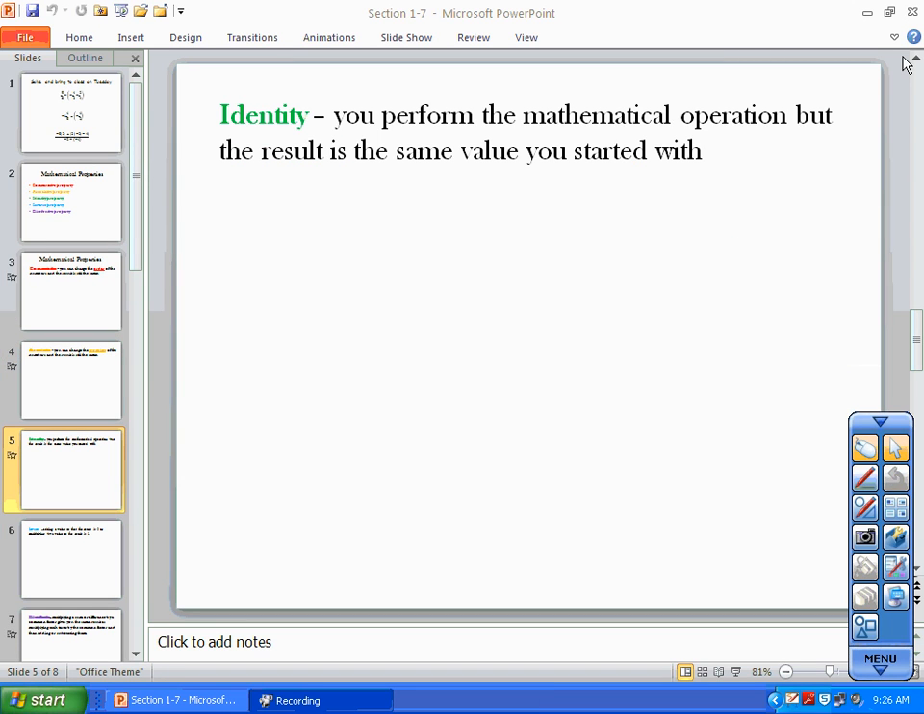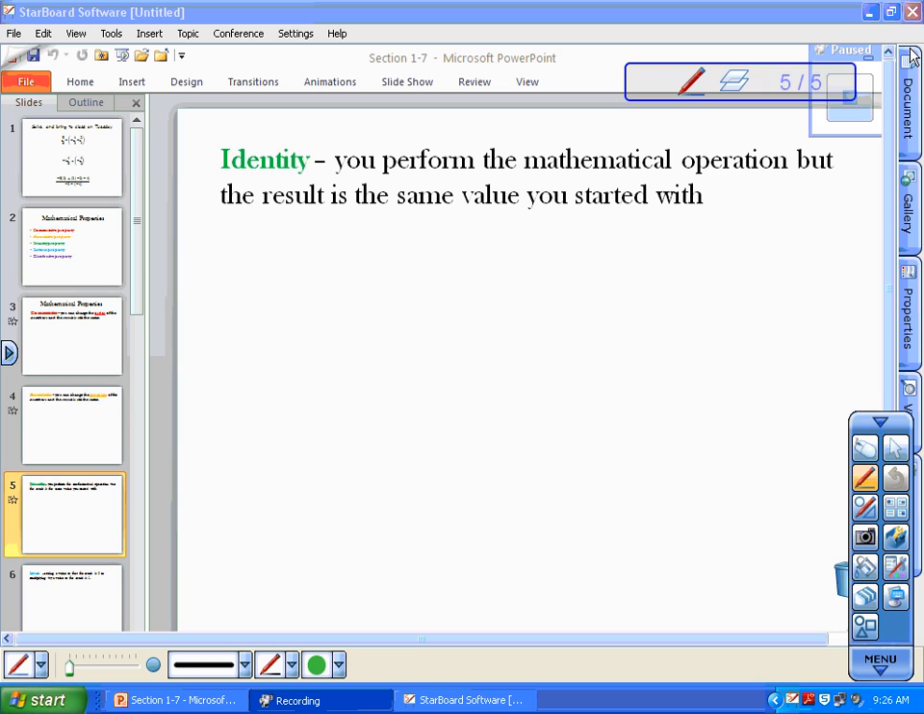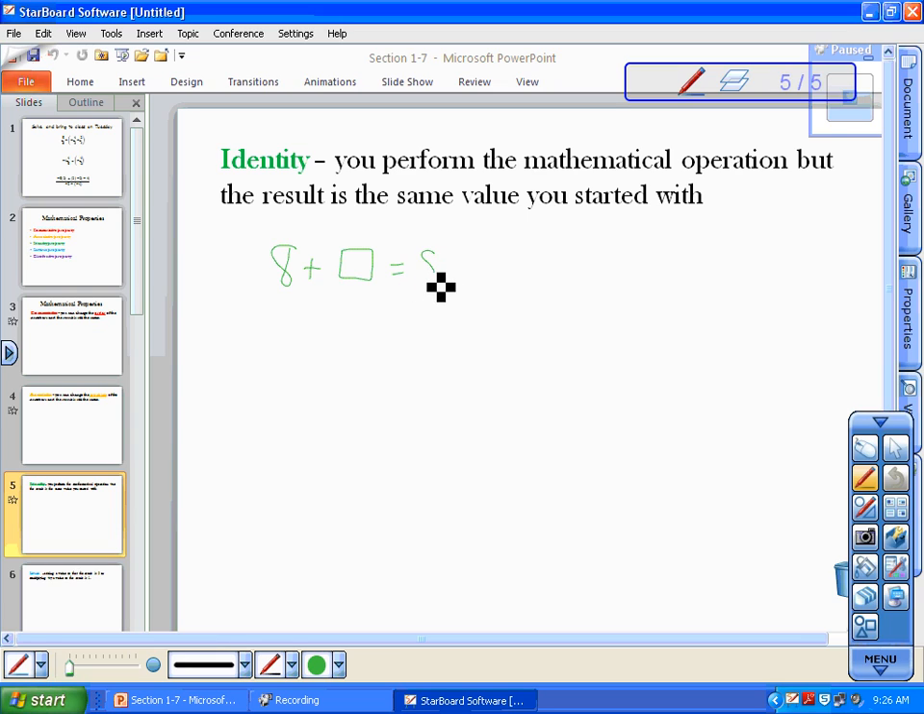Property number 3 is the identity property. Identity states you can perform some mathematical operation, but the result is the same value that you started with. Identity actually works on all 4 operations, which is different than the first 2 properties that we've covered. So let's say, for example, I want to take a number 8 and I want to add something to it and still end up with 8. Logically, that would mean we would have to add 0.